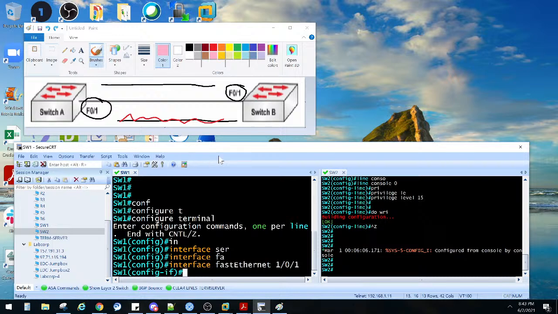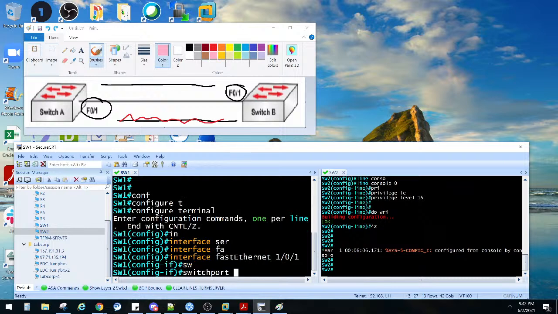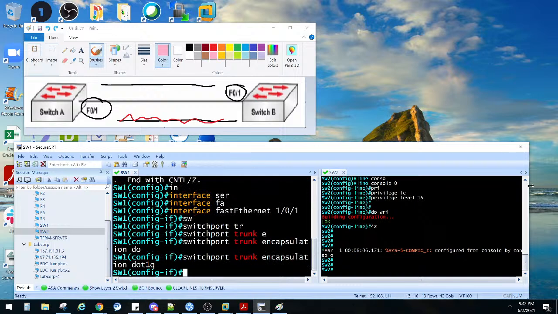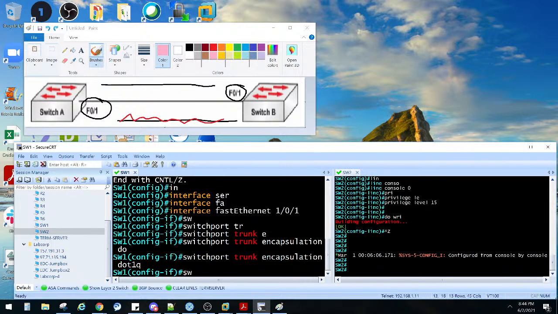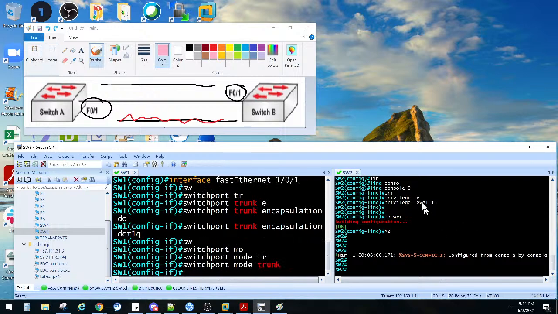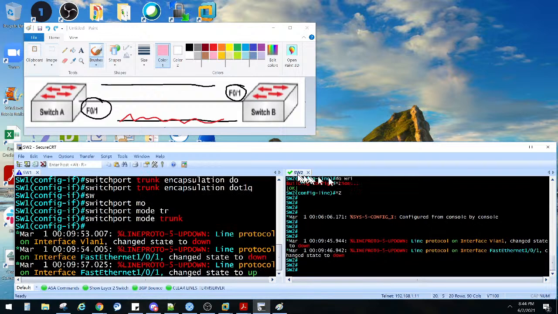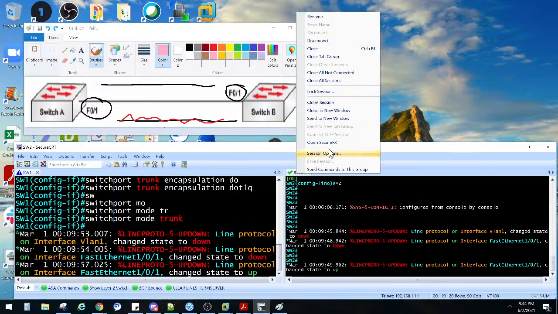Well, I'll show you real quick. We got to do the trunk ports first. Switch port, trunk, encapsulation, .1Q, right? That with me so far? Now I'm gonna hard code him as a trunk. Switch port mode trunk. Do the same thing on this side. I guess that's what I should be doing, putting these guys back to back like this. Let me fix his. And notice this one's coming up.